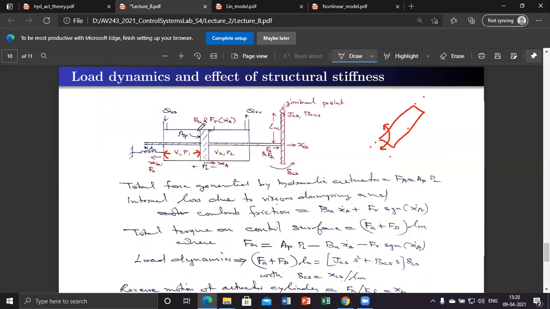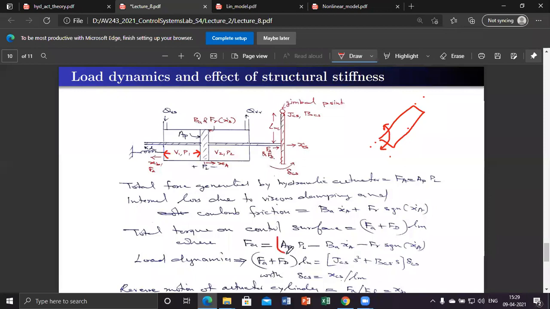Stiction we are not considering too much, because there is always a fluid film in the annular radial clearance gap here. Because of the fluid film, the stiction part may not be significant. So both viscous friction and Coulomb friction will be there. That's what I have written: BA into XA dot plus FR into secant function of XA dot, where FR gives the magnitude of the Coulomb friction. Both of these things I have to subtract from the force.